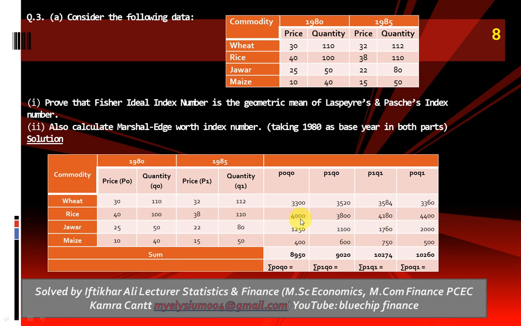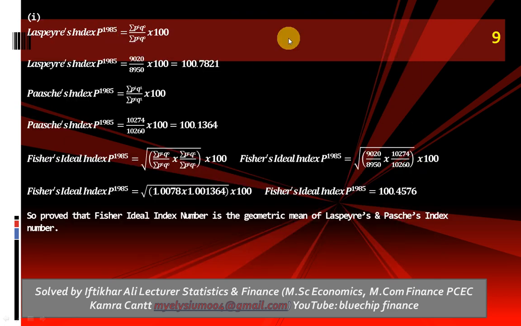After the multiplication one by one, the sum of P0 Q0 is 8950, sum of P1 Q0 is 9020, sum of P1 Q1 is 10274, and sum of P0 Q1 is 10260. After that, we just put the values into the formulas. Laspeyres: sum of P1 Q0 divided by sum of P0 Q0 multiplied by 100, and the answer is 100.7821. Paasche's index: sum of P1 Q1 divided by sum of P0 Q1 multiplied by 100, and the answer is 100.1364.